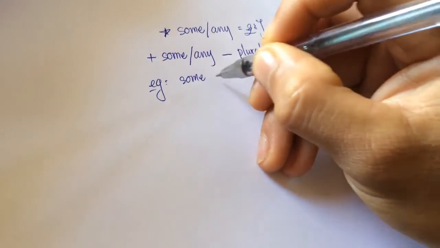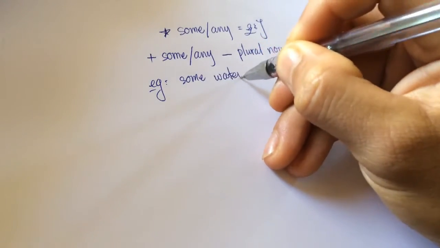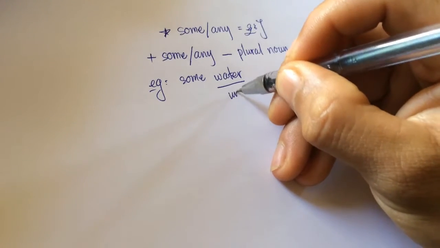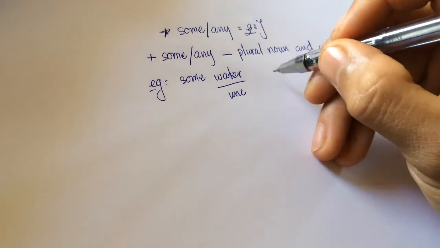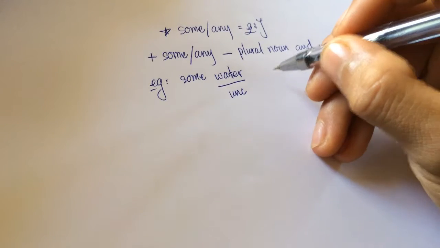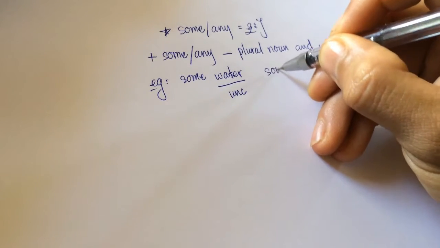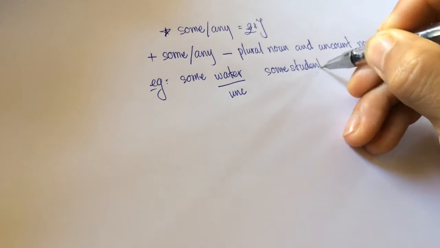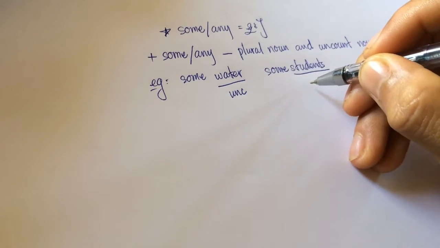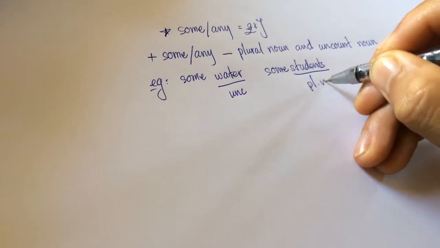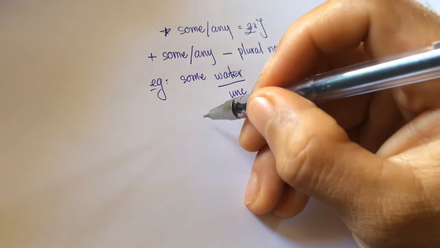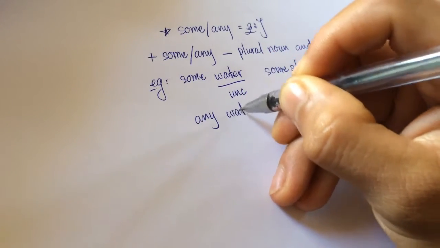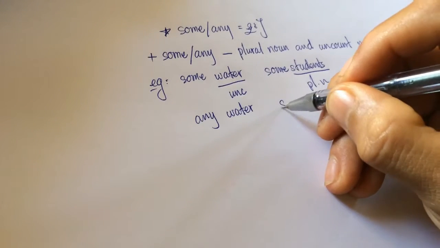Some water. Water is uncountable. Some students. Student is plural noun. Any water and some water.